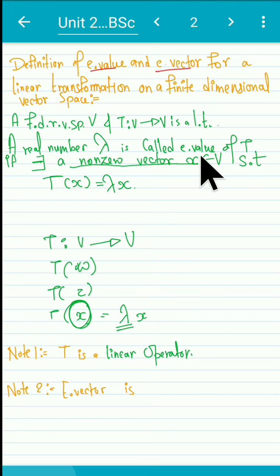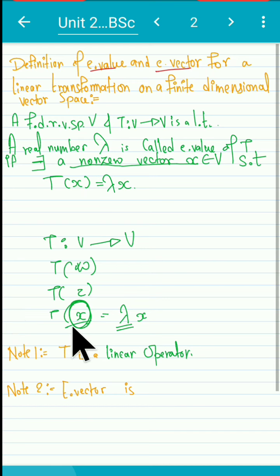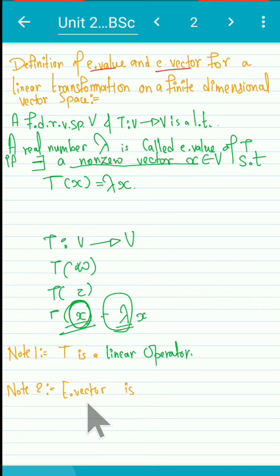So actually the definition of an eigenvalue is the converse type. First of all, we get an eigenvector, then there exists an eigenvalue lambda. So we choose lambda such that there exists a non-zero vector x such that T will send x to lambda times x. Why non-zero?